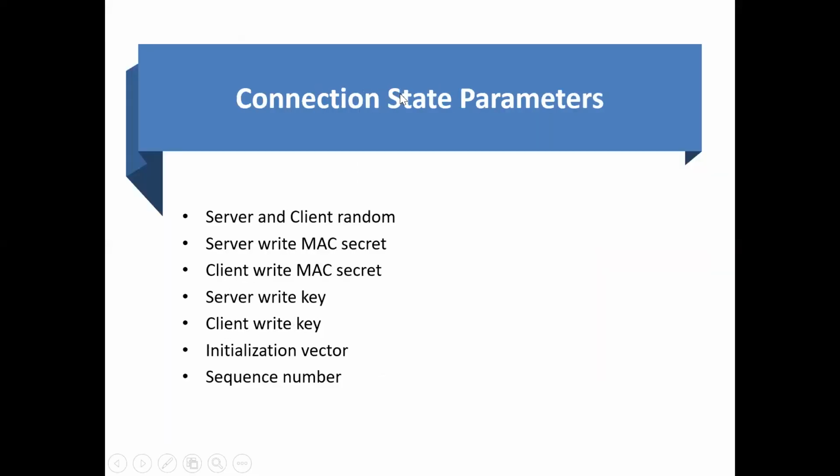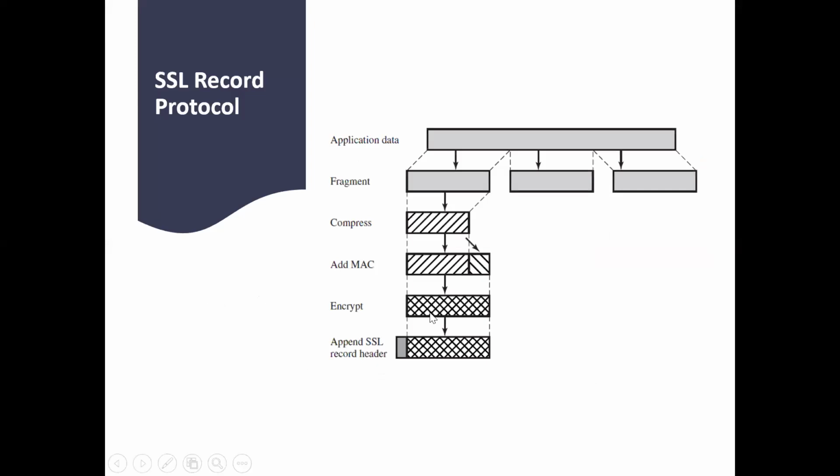First, see here: for the encrypted data, the SSL record header is appended. This SSL record header is going to be processed by the higher layer protocol. Before processing by the higher layer protocol, this encrypted data will go to the pending state. After appending the SSL record header to the encrypted data, it goes to the pending state.